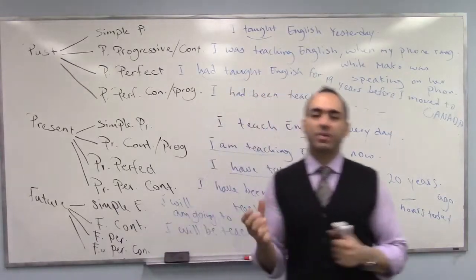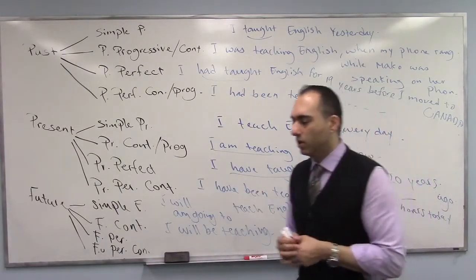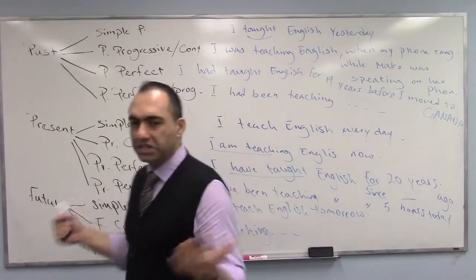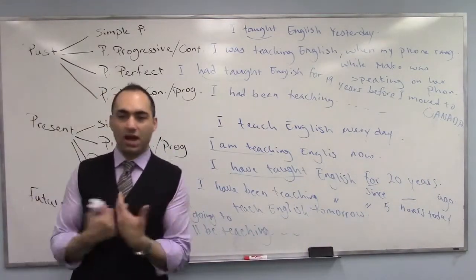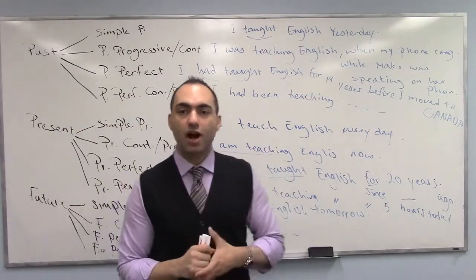This is just about 12 sentences, 12 tenses. What do I do every day? I teach English. What am I doing now? I'm teaching English right now. What did I do yesterday? I taught English yesterday.